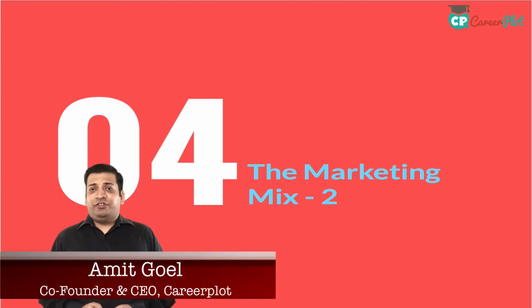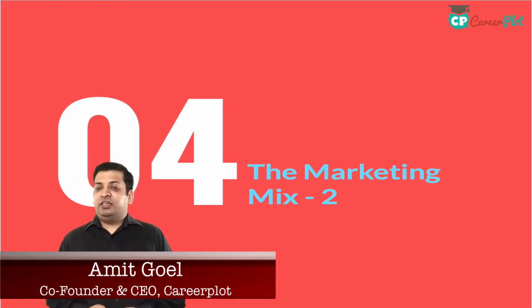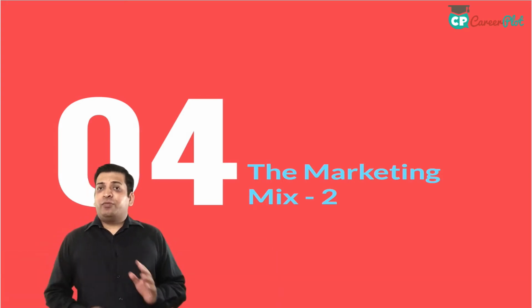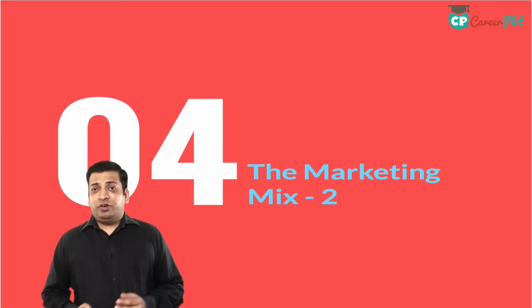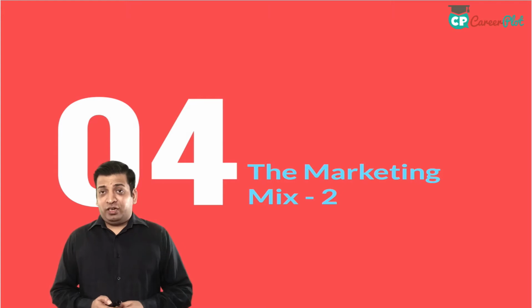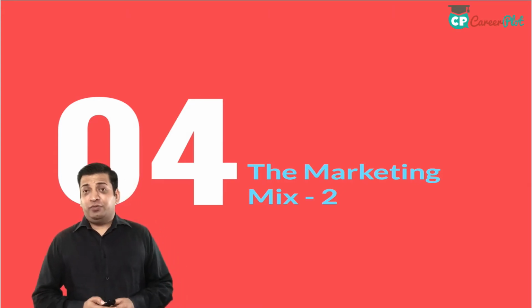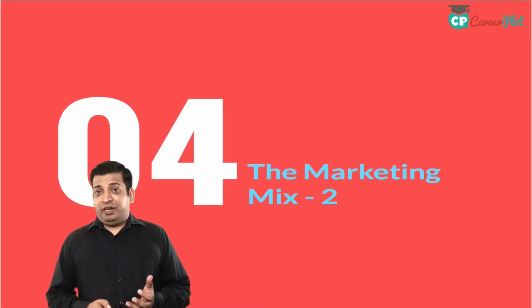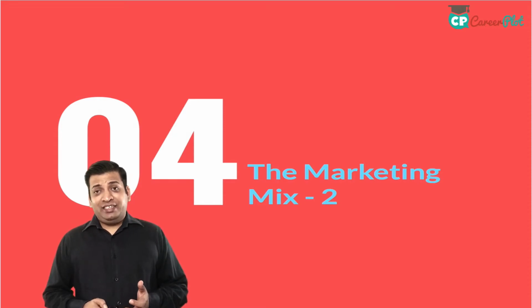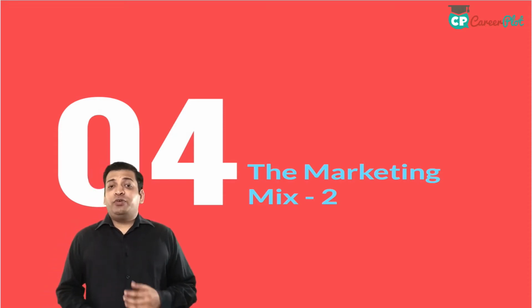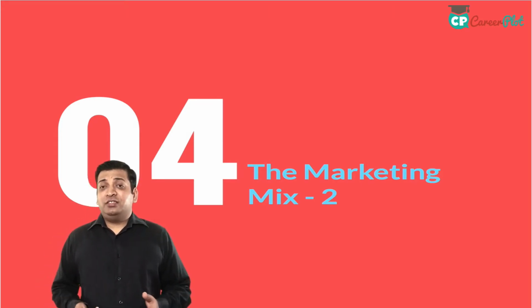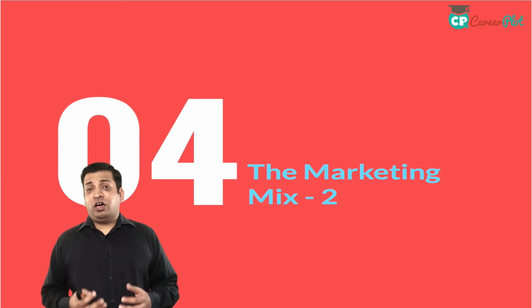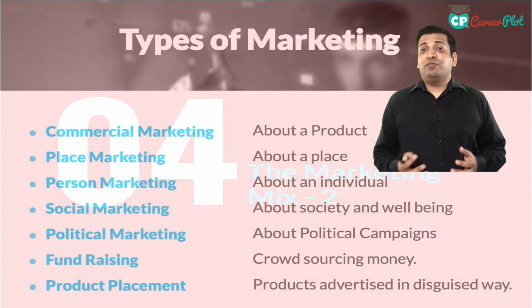This is the fourth lecture of digital marketing and it's called Marketing Mix Part 2. So let's continue from Marketing Mix. In the last lecture, Marketing Mix Part 1, we covered the 4 P's of marketing, the 4 most important elements, which are product, placement, price and promotions. Now we are going to talk about Marketing Mix Part 2, where we look at how these 4 P's are used in different types of marketing.